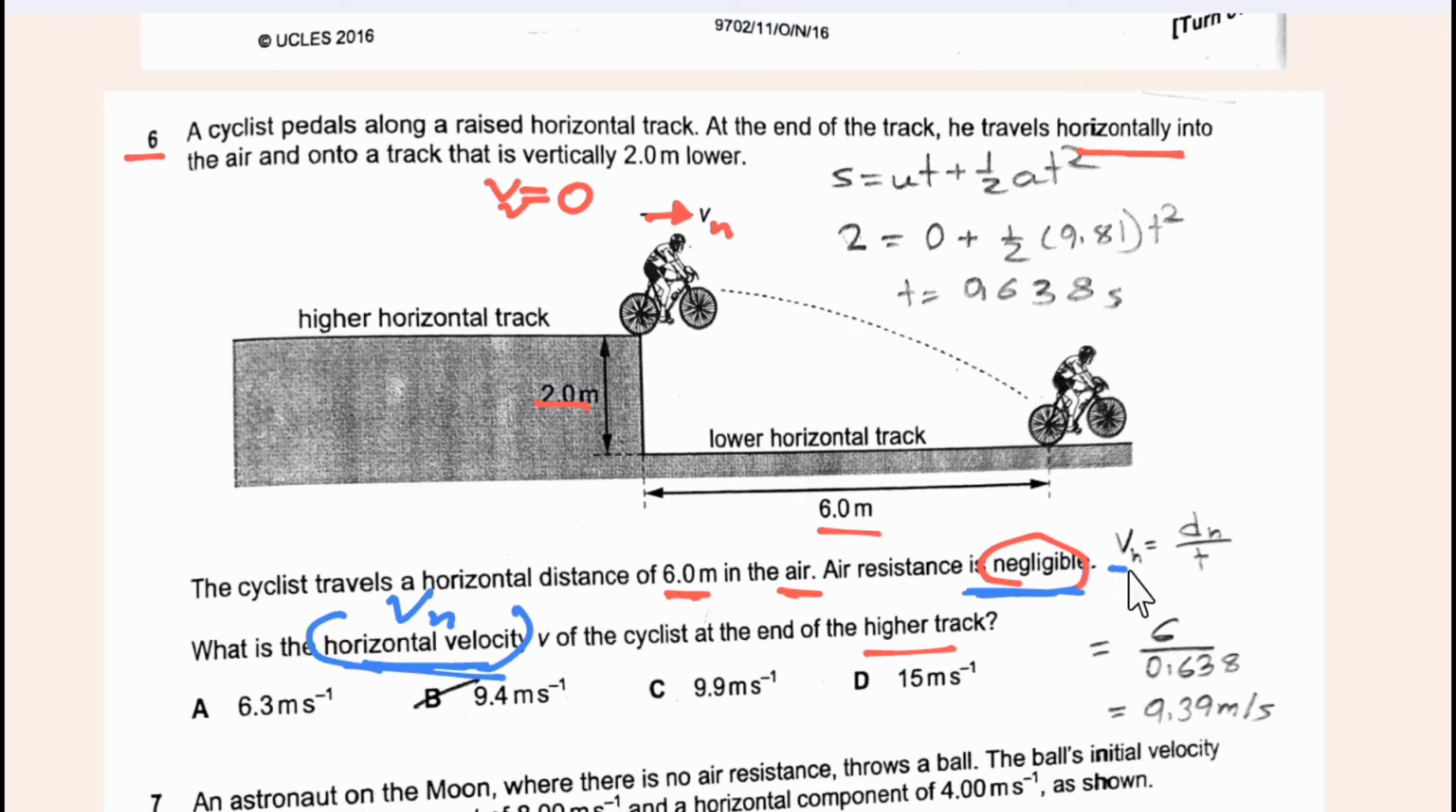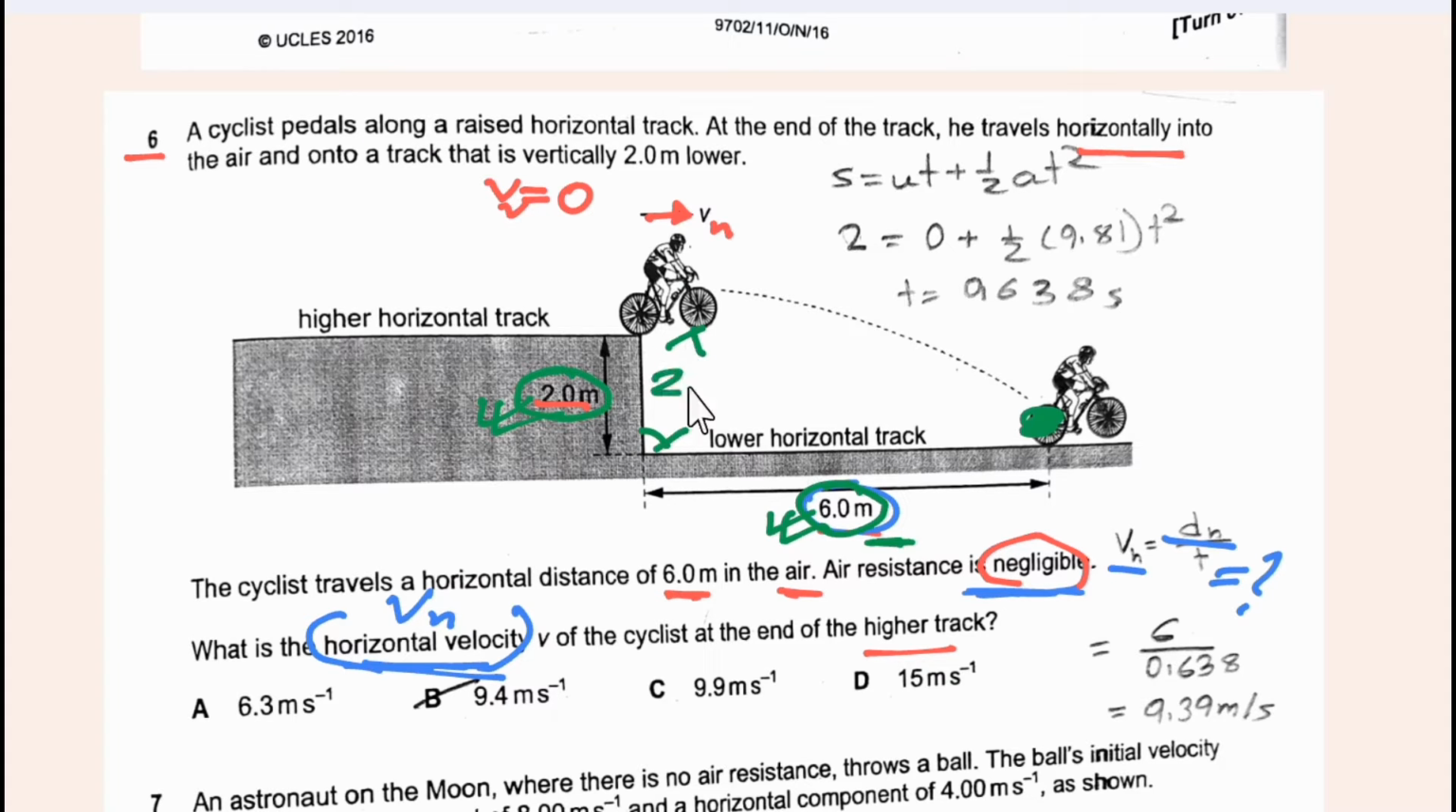To calculate the horizontal component of velocity, we know the horizontal distance, that is 6 meters, but we need to find the value of time. So what is the value of time? If you see the diagram clearly, as the person lands on the ground at this point, he travels simultaneously 2 meters vertically and 6 meters horizontally. That means the time taken to travel this 2 meter is the same as the time taken to travel 6 meter.